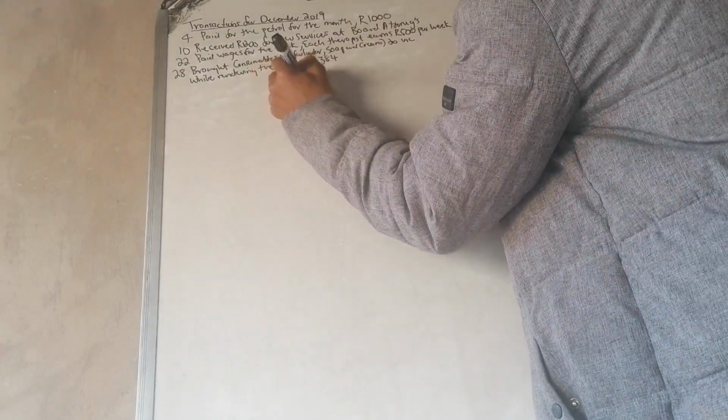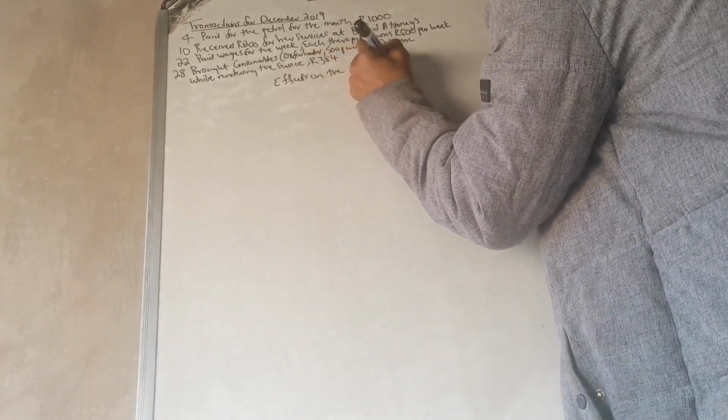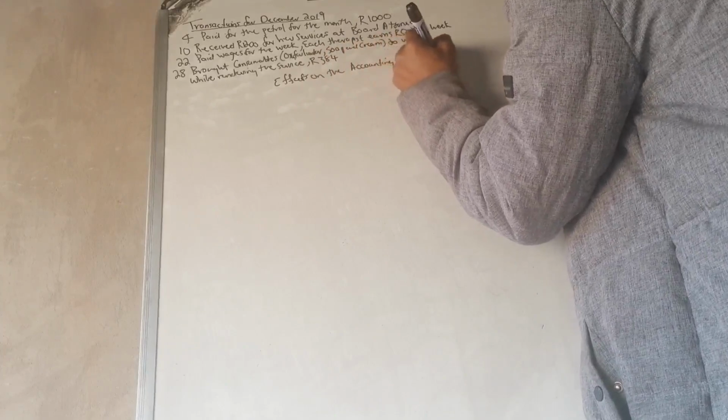Right. Okay. What is provided to us? You are provided with a table. We want to know the effects on the accounting equation. Now let us just brief you on what is happening here. We want to check the effect of all this on the accounting equation.